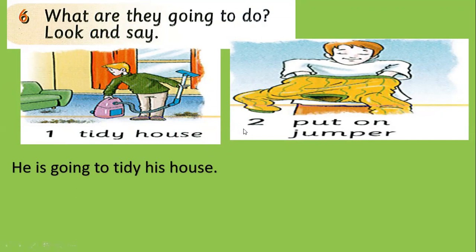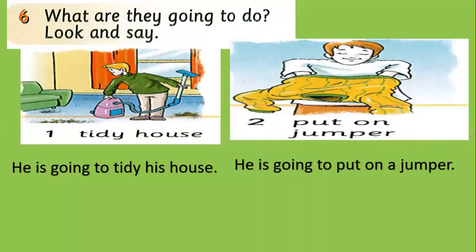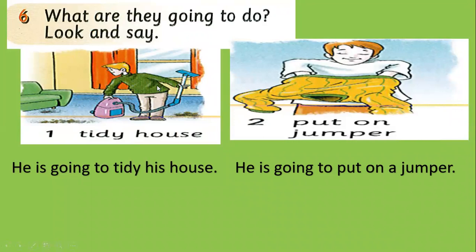Now, move to picture number 2. Here we can see the jumper, and the boy has already started to put on the jumper. So, shall we say he will put on the jumper or he is going to put on the jumper? What do you think? Yes, excellent. He is going to put on a jumper. So we consider the images here as evidence that they have intention or planning to do something. If they have intention or planning, we use going to. The first one, he is going to tidy his house. And the second one, he is going to put on a jumper.